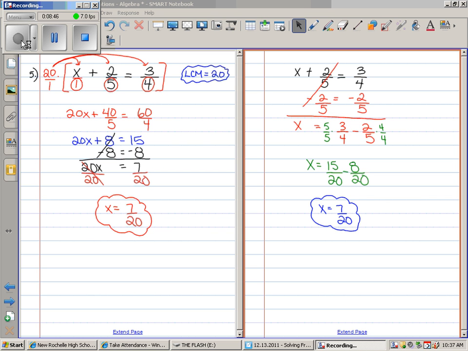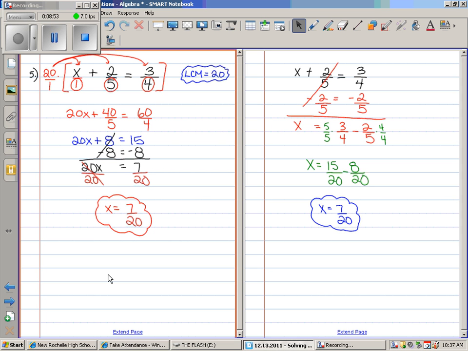I don't know. It depends. Maybe less work, but harder ideas. Whatever way you want to use, though. I like this way, personally. I like multiplying through by a number and watching them all vanish.